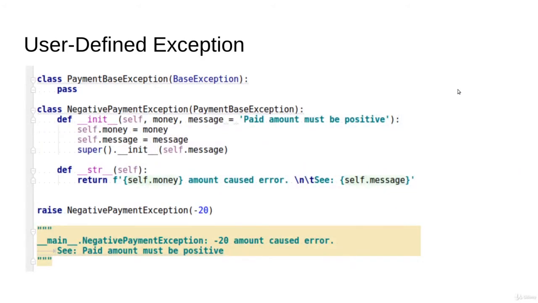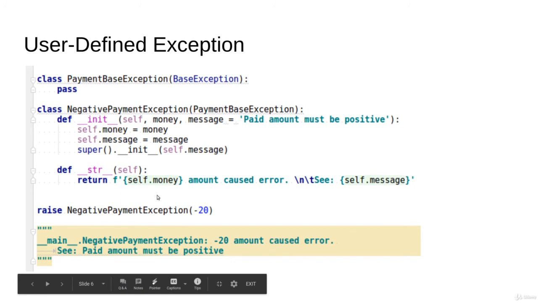You can even go in more details. Let's say you would like to define some of your own parameters like money and message, for example. All what you need is you have to call the super function with the init method and pass some message for it. So if you would like to define more details, just make sure to call the super function here. And you can override more, like say you would like to override the str function, for example, then you can override it normally. This is how you define your user defined exception.